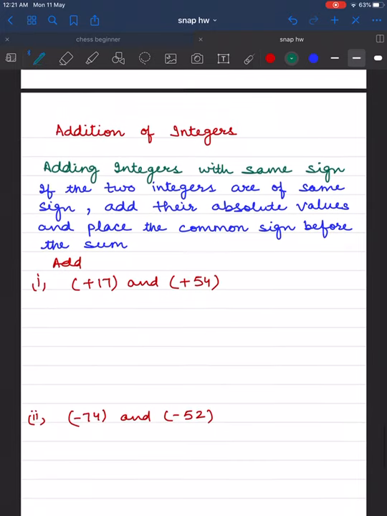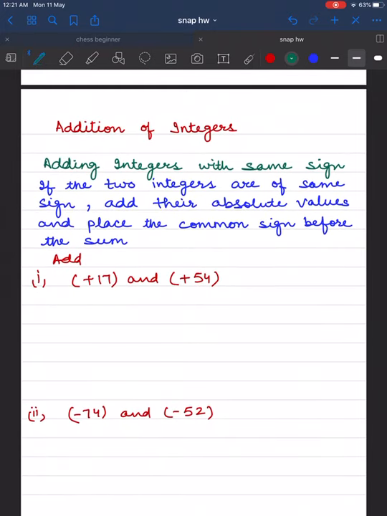I hope it is clear to you. Now let's add integers. Now here the first case is adding integers with same sign. Now if the two integers are of same sign, that is either both are positive or both are negative, we add their absolute values and place the common sign before the sum. So let's do some examples.